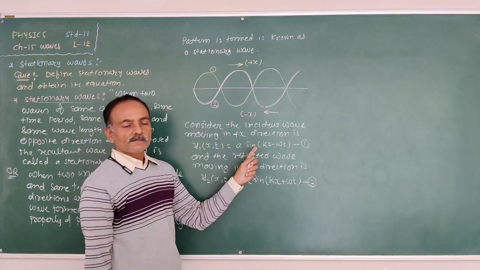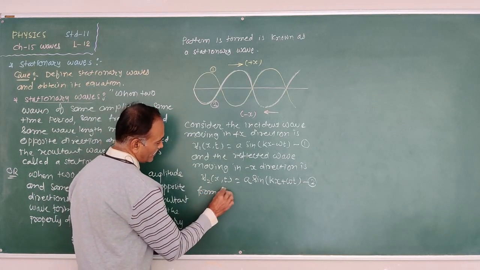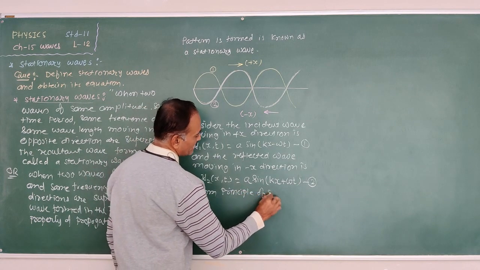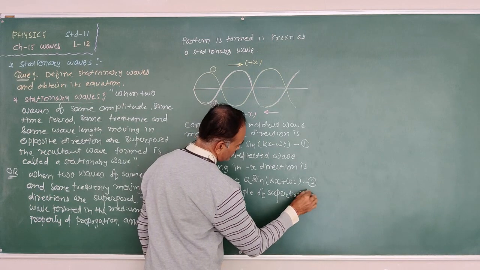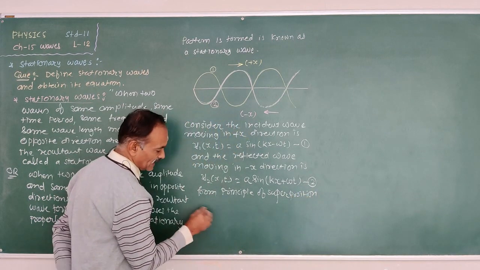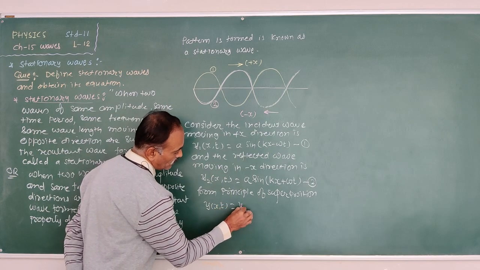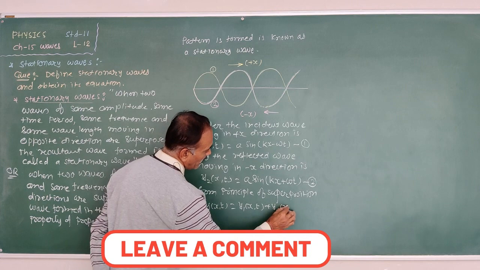From the principle of superposition, the resultant displacement y(x,t) is equal to y1(x,t) plus y2(x,t).